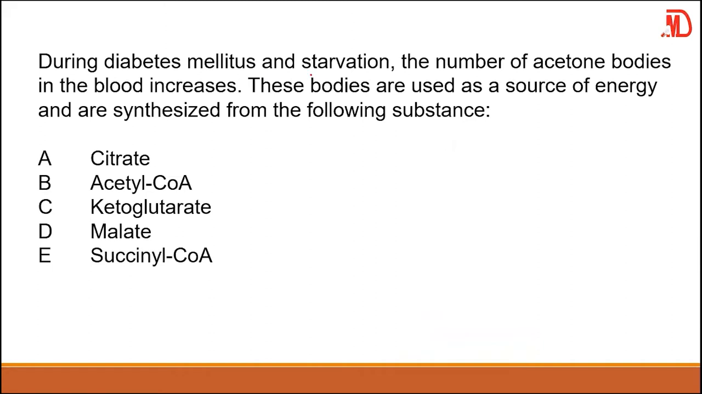During diabetes mellitus and starvation, the number of acetone bodies in the blood increases. These bodies are used as a source of energy and are synthesized from the following substances. So what are ketone bodies? From diabetes, you can get the ketone bodies. I don't want to enter into the metabolism and how the ketone bodies are synthesized, because that's a whole chemistry on its own. But mainly, ketone bodies are readily transported into the tissues outside the liver and are converted to acetyl-CoA.